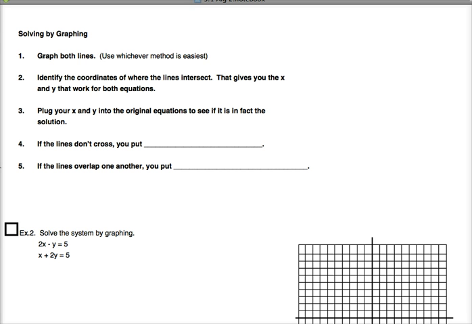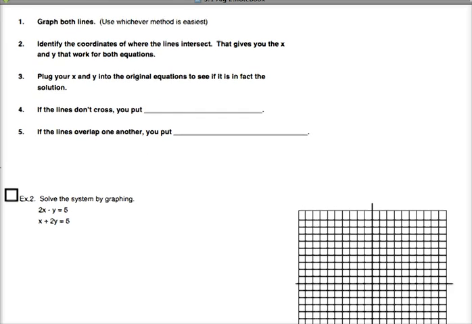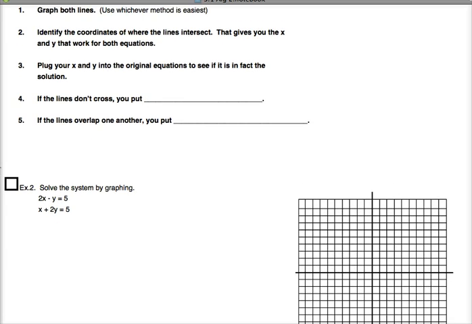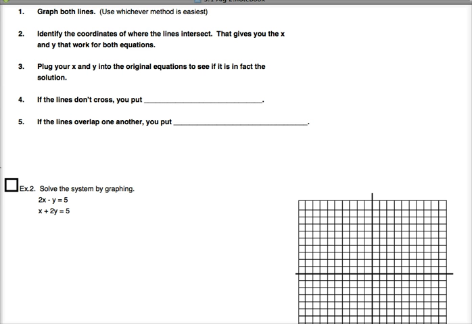So graph both. How are we going to solve that? We're going to graph both lines. And I said use whichever method is easiest. That means if it's in slope-intercept form, use the slope and the y-intercept. If it's in standard form, I would find the two intercepts. After you do that, identify the coordinates where the lines intersect. Plug those in like we did in the previous two problems to make sure that they work.